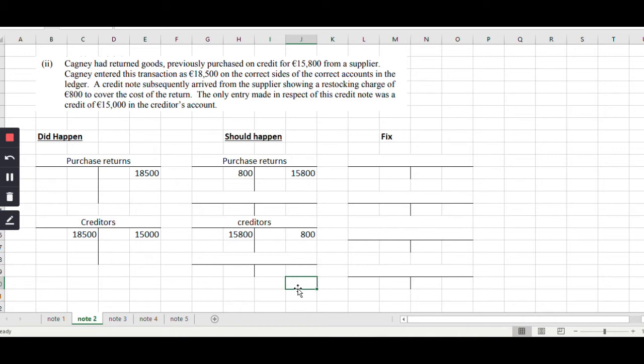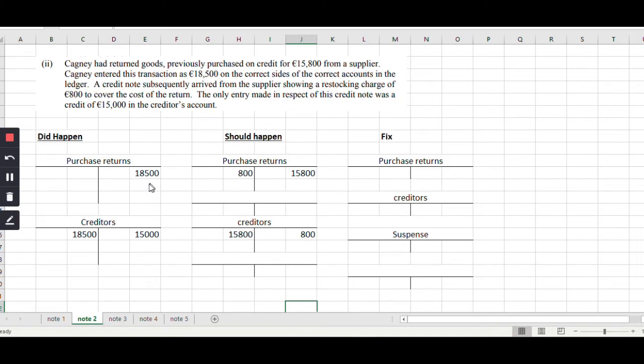Now, one thing to point out, in the did column, if the did column does not balance, so you add up the debit side, in this case 18,500, you add up the credit side, in this case it's around 33,500, it doesn't balance, so that will mean in the fixed column you must have a suspense account. The other two accounts we will have are purchase returns and creditors.